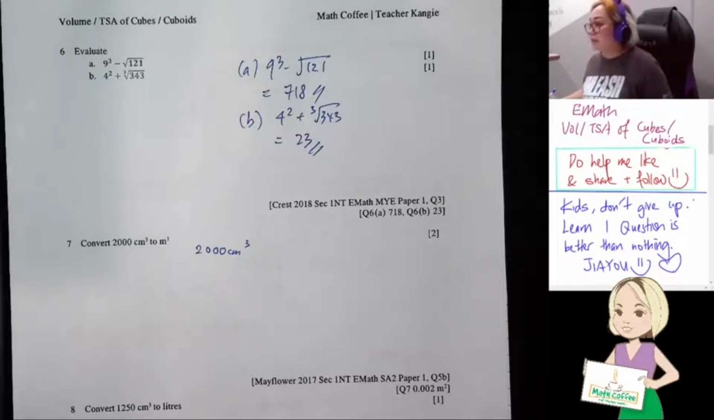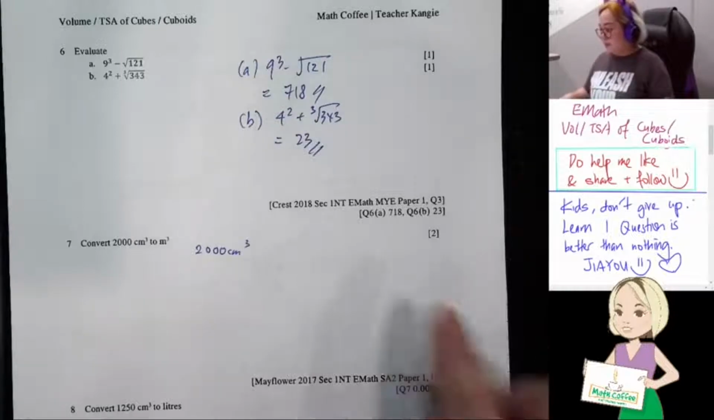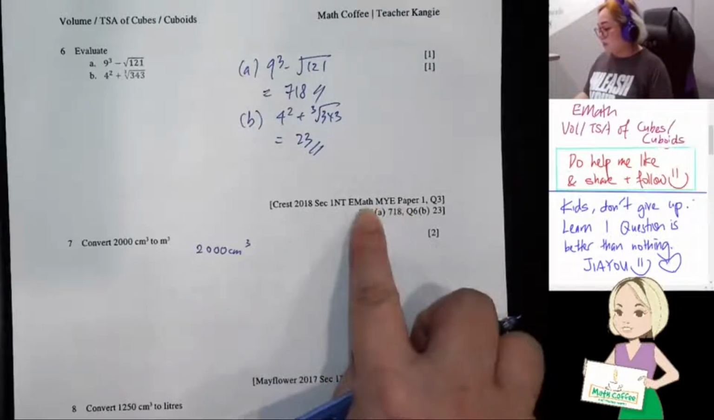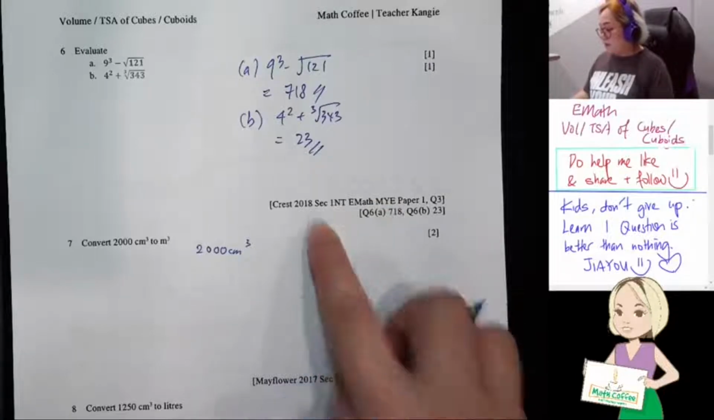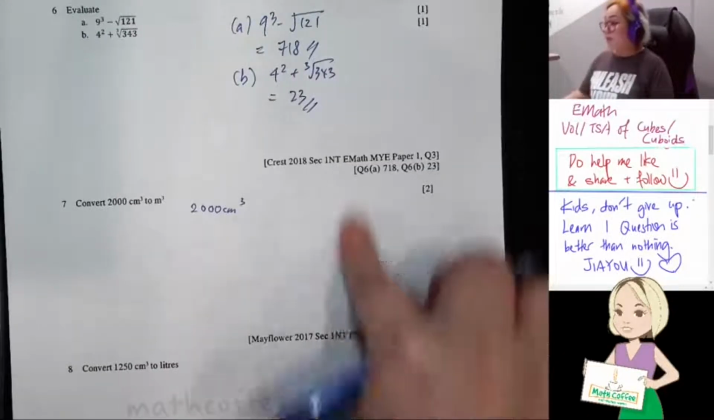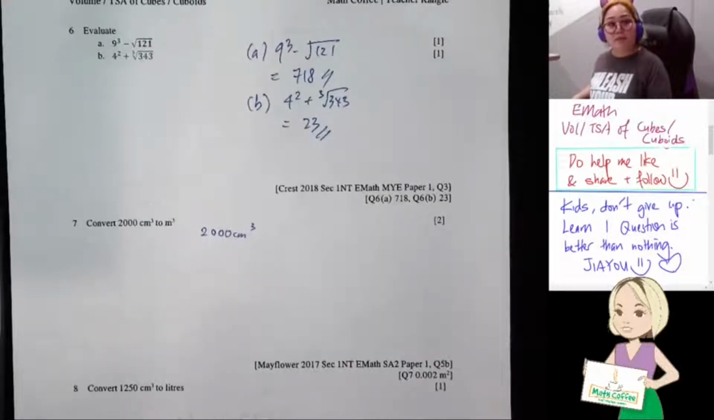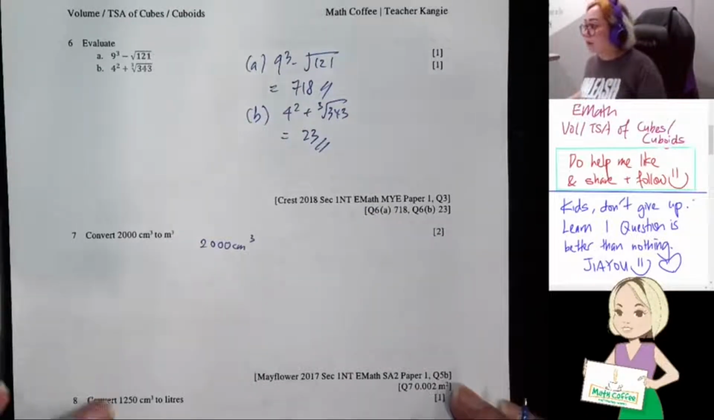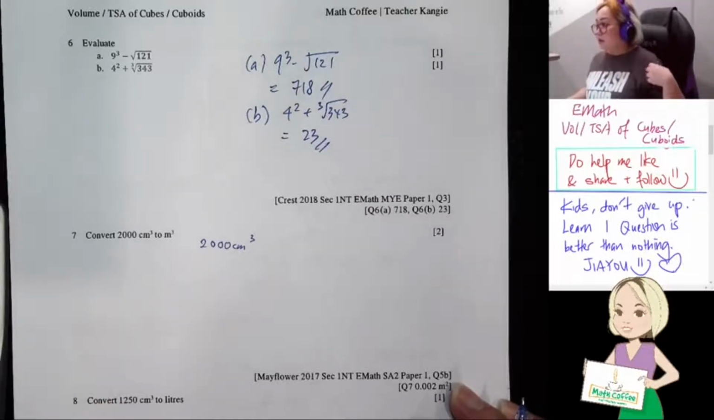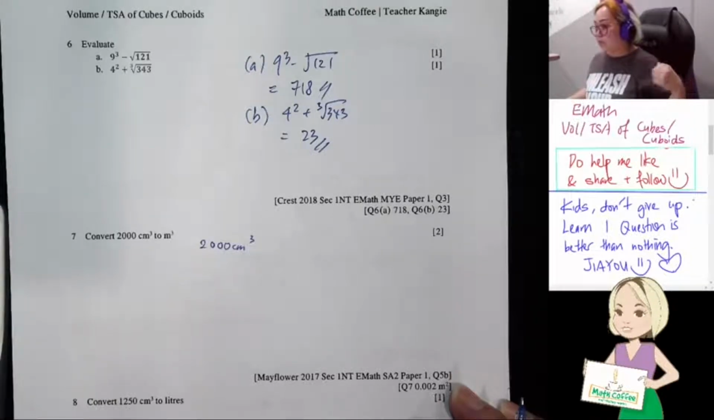For Sec 1, this will come up in the exam. Yes, it is. All these papers are from past year papers. Sec 1 Normal Tech EMath mid-year paper. All these are from past year papers. Divide by 10 to the power of 6. 100 cubed. Yes, you're not wrong. But who will remember 10 to the power of 6?